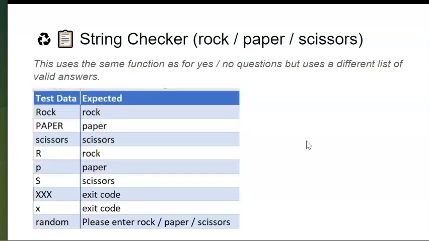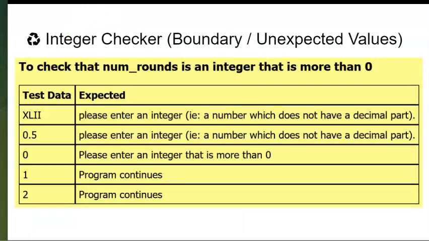While I've got the string checker on my mind, I've also created a test plan to check for rock, paper, scissors, single letters, the exit code, and then something that is invalid. And I did this in Excel and then used a screenshot to put it into my documentation. I also have a recyclable test plan in my integer checker where I'm checking that users put in something that is valid for the number of rounds.